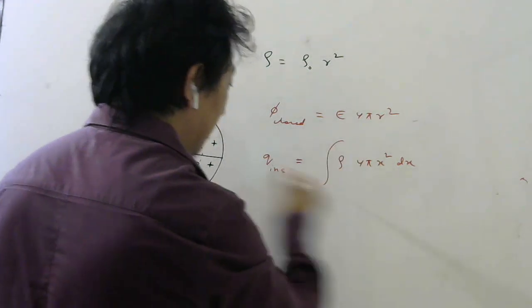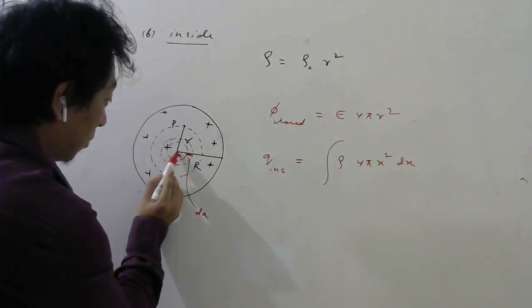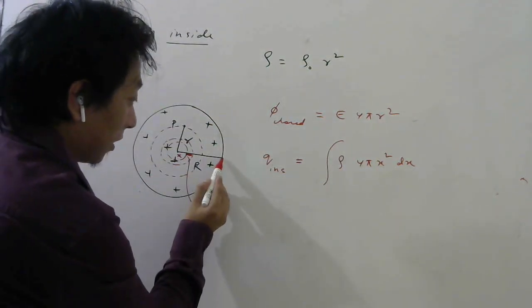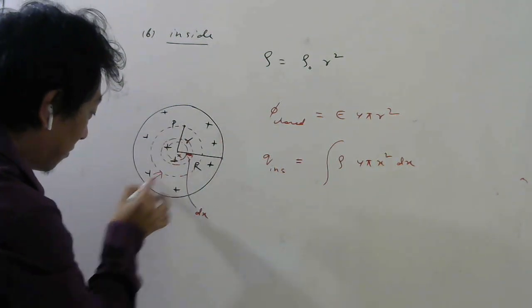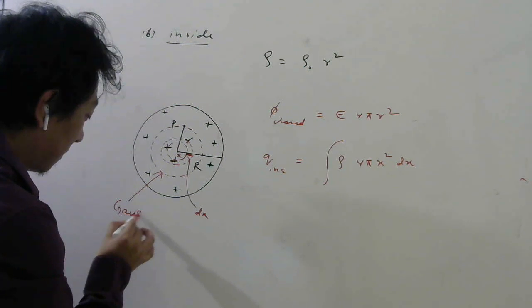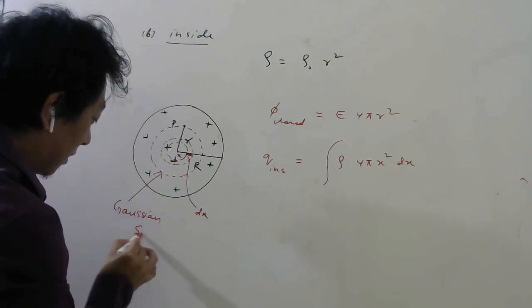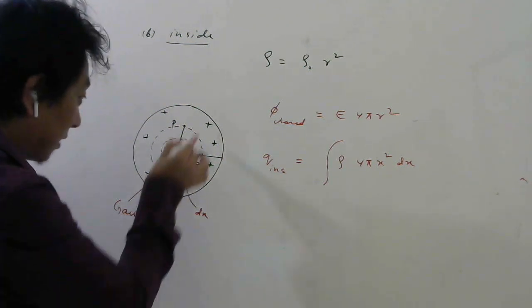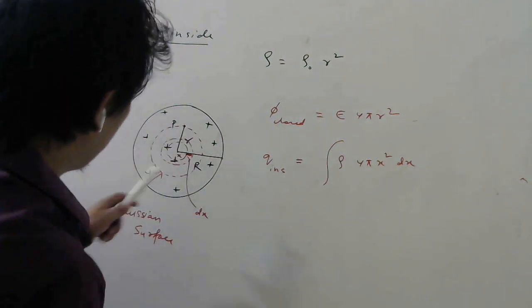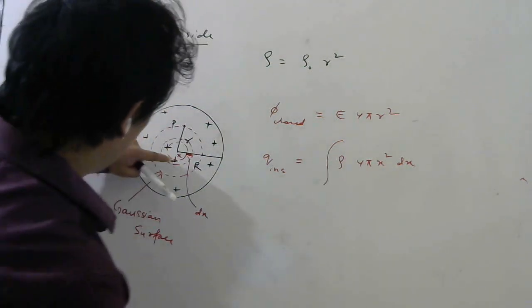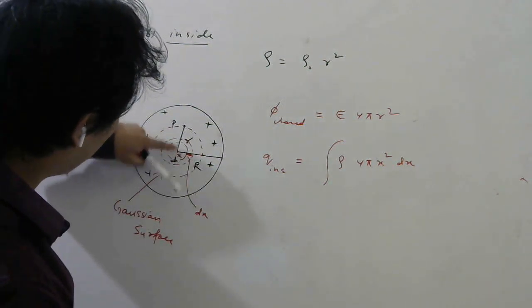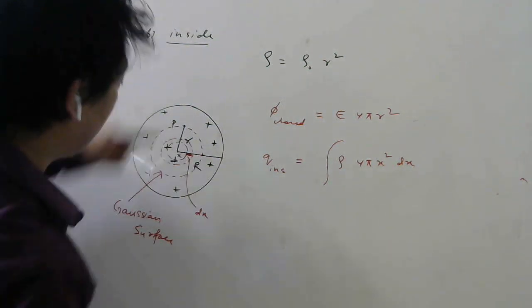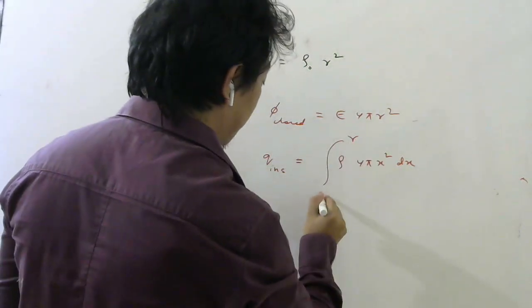Then you have to integrate from here, when your x is 0, not up to here. Not up to here, because we want to find the charge inside the Gaussian surface. This is your Gaussian surface. Do you understand? We need to find the charge inside this Gaussian surface. So your integration variable x, which is distance from the center, should start from 0 and go up to only here. Only here means it should go up to only r.